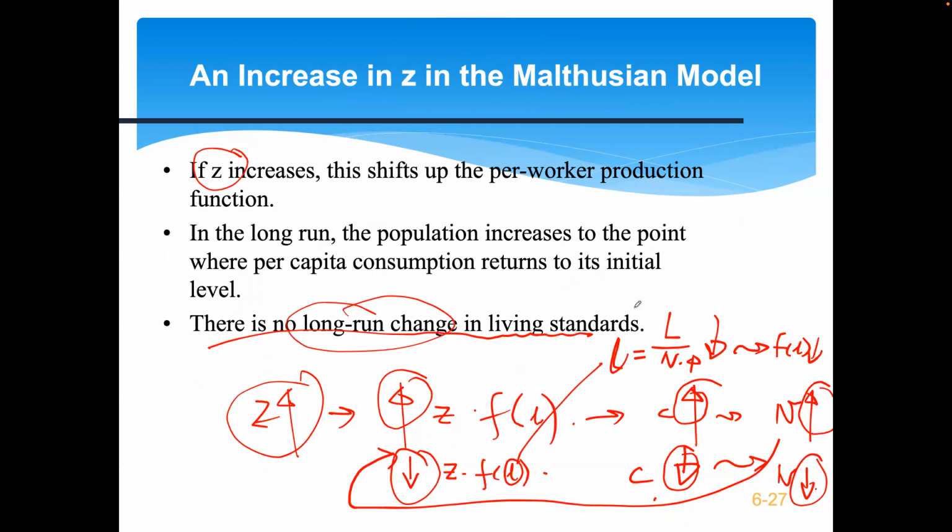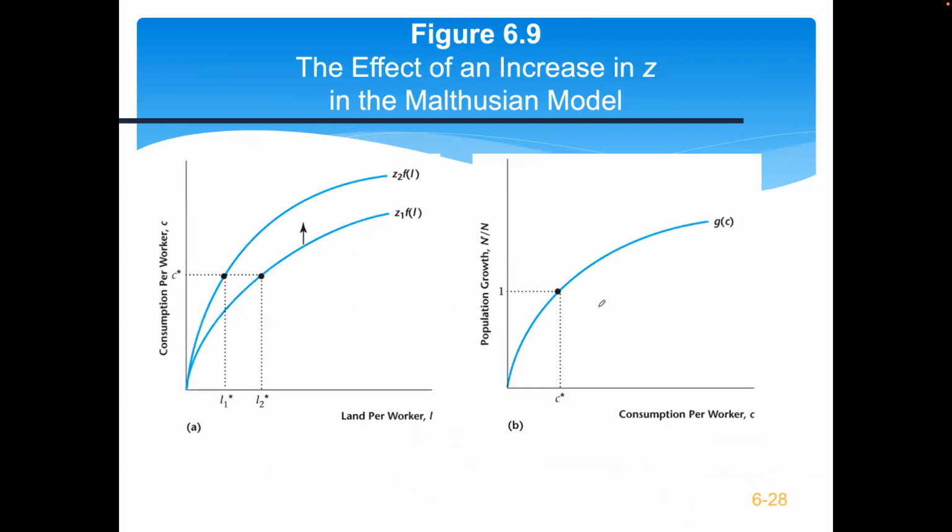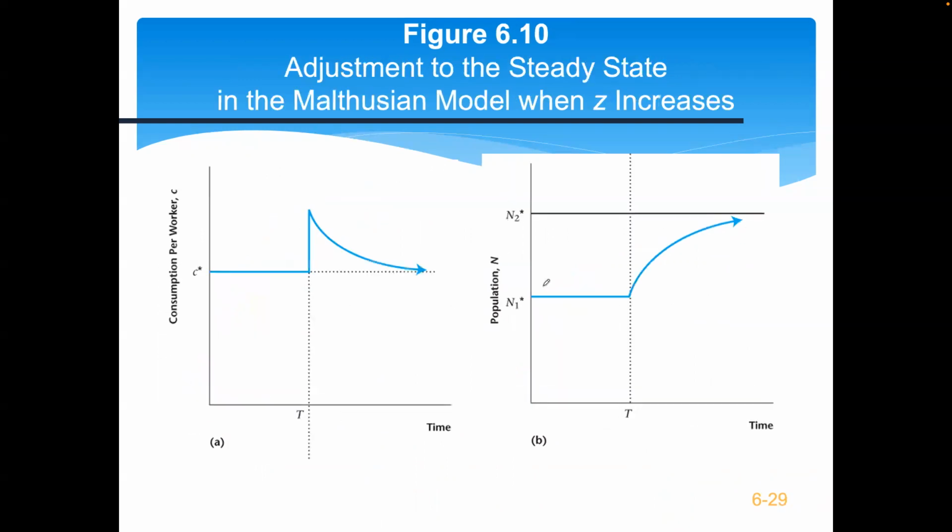And furthermore, even in terms of population, there won't be much change in N, because eventually you're going to slow it down, right? And this is also summarized here, right? So if Z increases, yes, it's going to shift up, but it won't have any impact on the population growth, right?